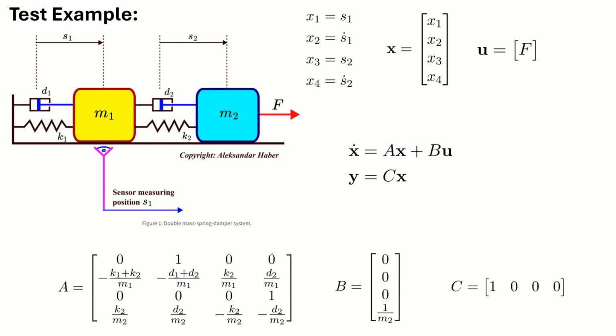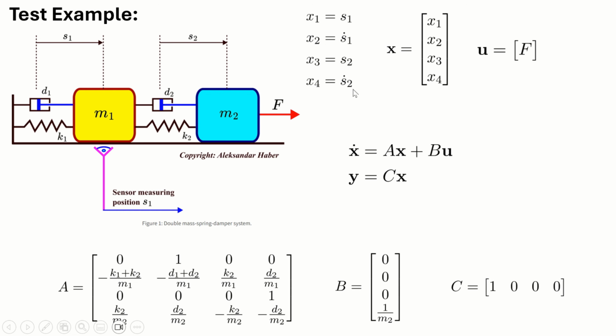Now, the next step is to derive the state space model. To derive the state space model, first of all, we need to write the differential equation describing the dynamics of this system. This differential equation is obtained by applying Newton's second law. After obtaining that equation, we can introduce the state space variables. And the state space variables are x1 is equal to s1, x2 is equal to s1 dot, x3 is equal to s2, and x4 is equal to s2 dot.